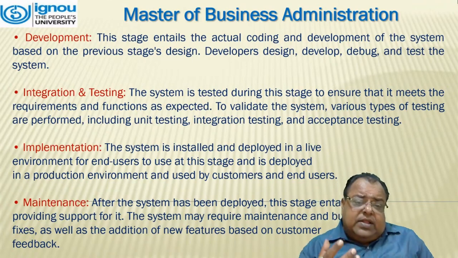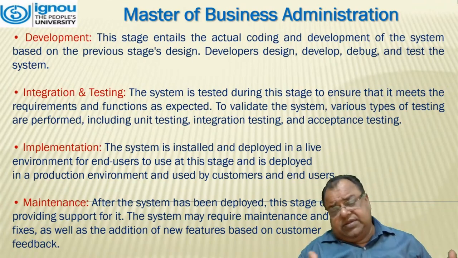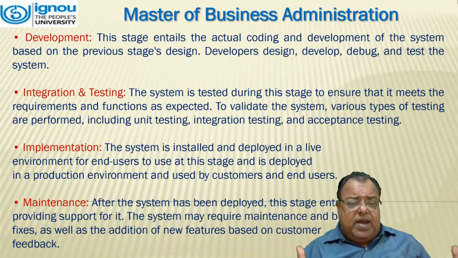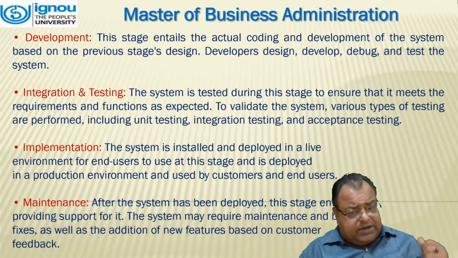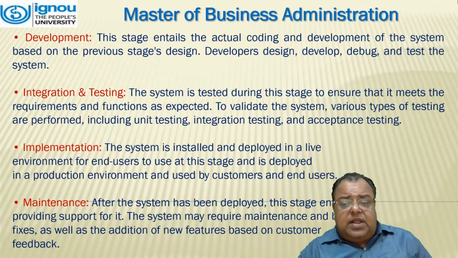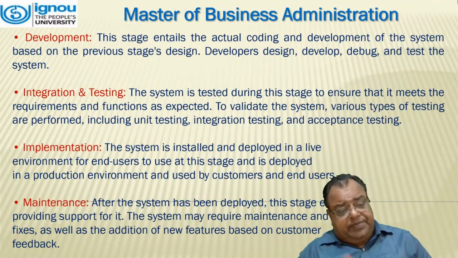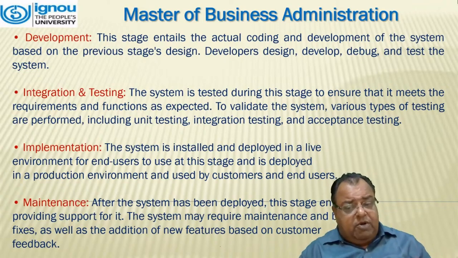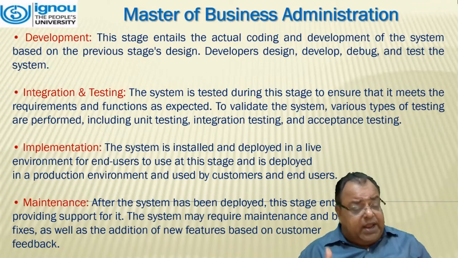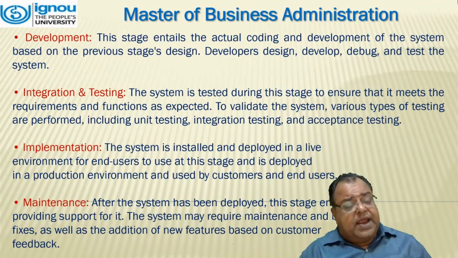Integration and testing. The system is tested during this stage to ensure that it meets the requirements and functions as determined by the organization. To validate the system, various types of testing are performed, including unit testing, integration testing, and acceptance testing. The next stage is the implementation. The system is installed and deployed in a live environment for end users to use at this stage, deployed in a production environment and used by customers and end users.